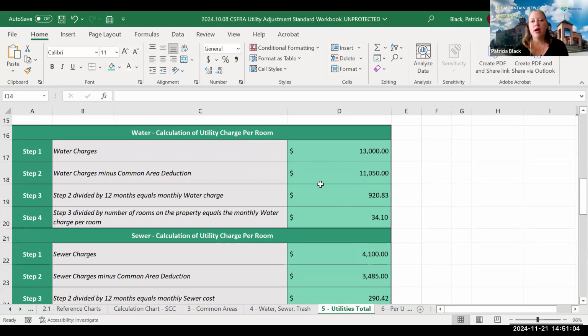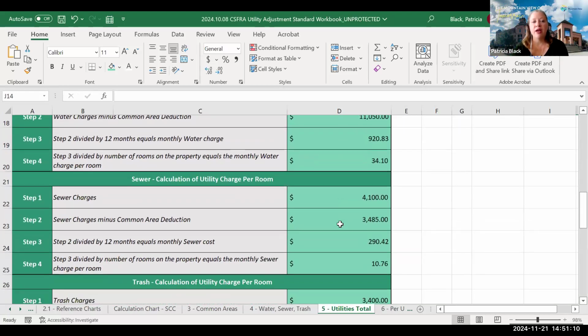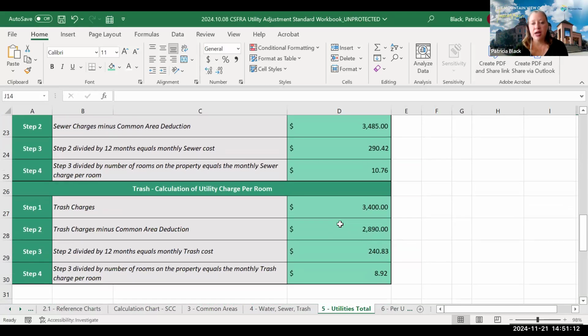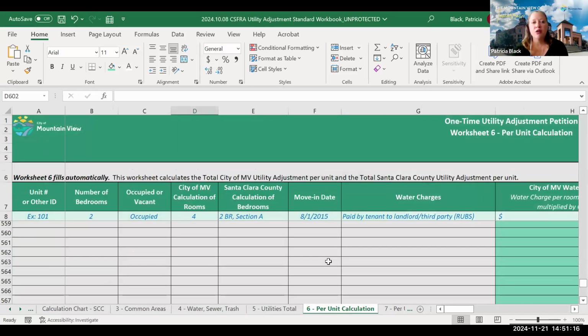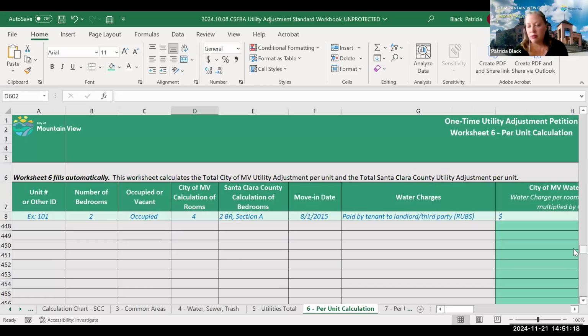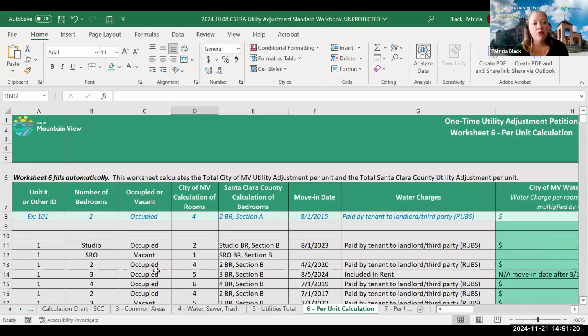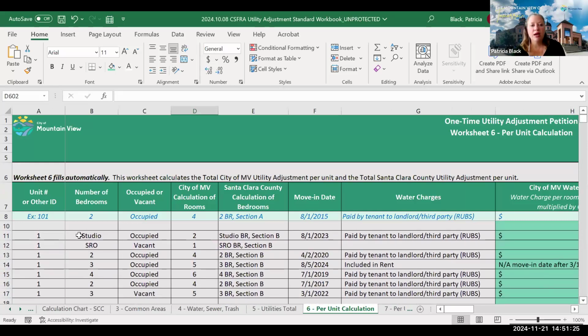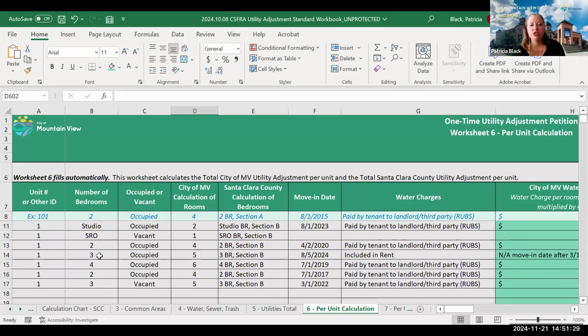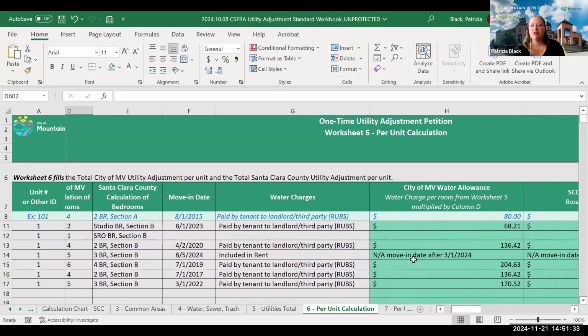It's figuring out the water calculation of utility charges per room for each room on your property, and then sewer, and then trash. And then it auto-populates your information. Oh, look at that. It's all the way down at 500 for your property. So it is saying here, we have our studio, all of the information that we put in that worksheet 2, and it is reading all of that information for us.